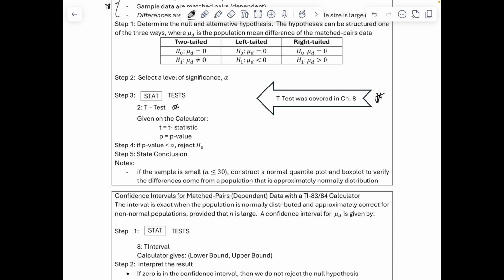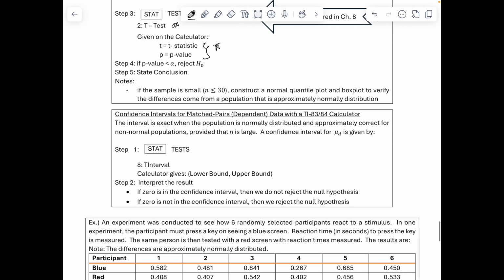So going to T-Test and entering your information in, you're going to get an output of our test statistic and then p, which is our p-value. If the p-value is less than alpha, reject the null, and step 5 is to state the conclusion. Note, if the samples are small, less than or equal to 30, then we're going to construct a normal quantile plot and box plot to verify the differences come from a population with an approximately normal distribution. You have to go back and look at section 6.5 again for all the steps we need to go through.